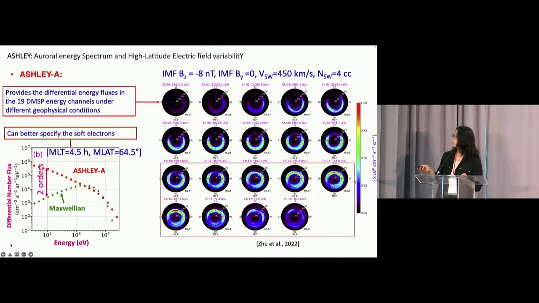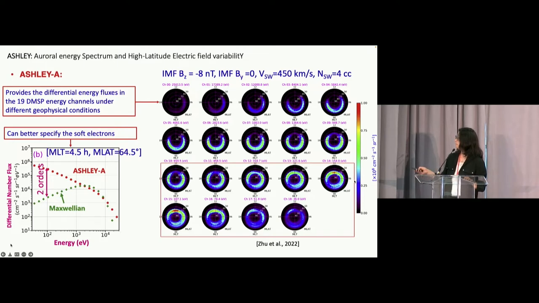Our approach is to bin the 19 energy channels from the DMSP observations directly, instead of assuming any spectrum according to the geophysical conditions. Then for each particular geophysical condition, we get 19 maps instead of one or two. Typically you get two, one for total flux and one for average or characteristic energy. Now if we bin the 19 energy channels directly, for each condition you get 19 distribution maps, each one for one particular energy channel.